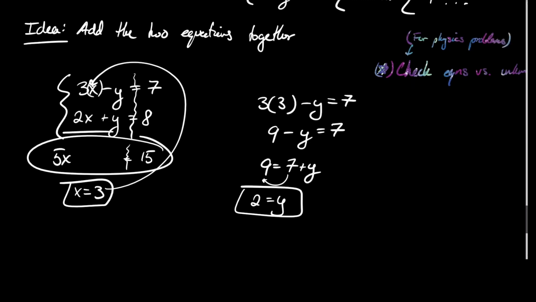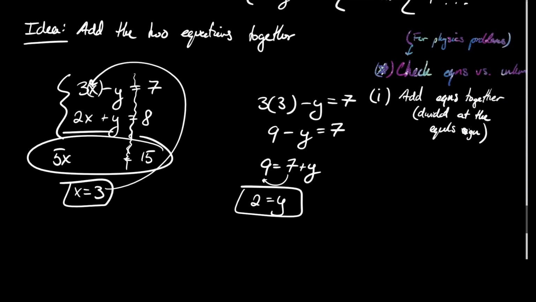Okay, step 1 is to add the equations. And again, these should be divided at the equal sign with that little curly line that I did, just to keep it organized which goes on which side.